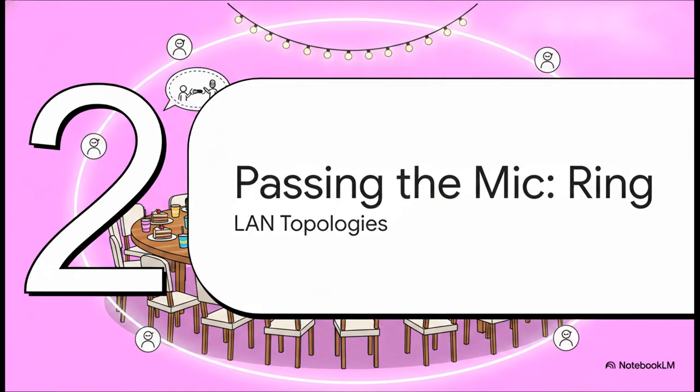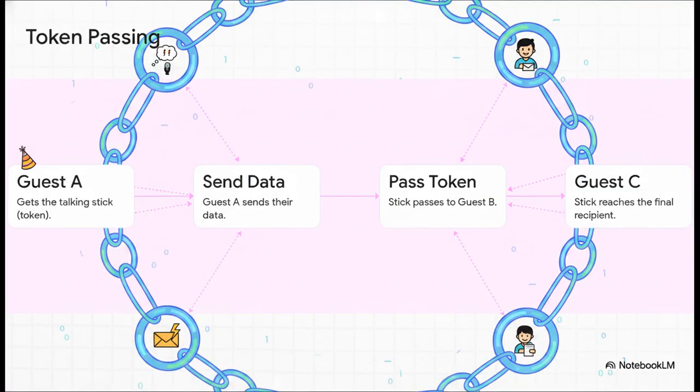That leads us directly to number 2 on our list, passing the mic, or the ring topology. So instead of that long, straight table, let's rearrange our guests into a continuous, perfect circle. And to completely avoid the chaos of everybody yelling at once, we're going to add a new rule. We're introducing a digital talking stick, which is known in networking as a token. So guest A gets the token, sends their data, and then passes it to guest B, who passes it to guest C, just moving step by step around the ring.